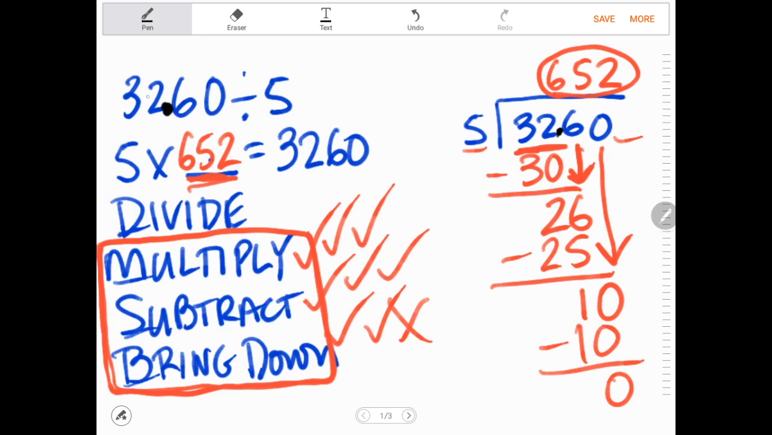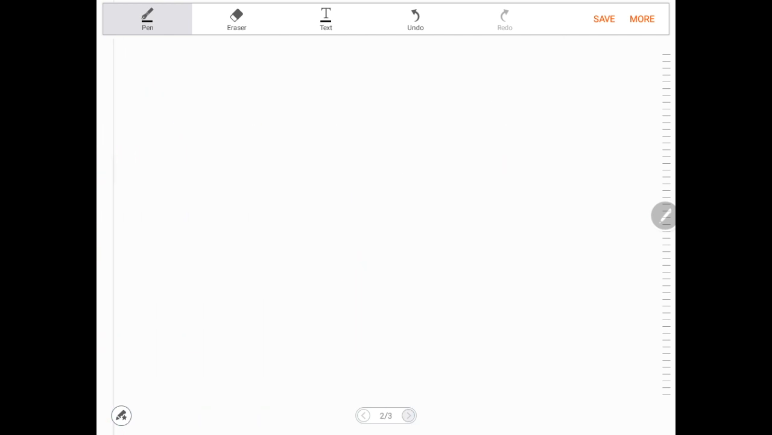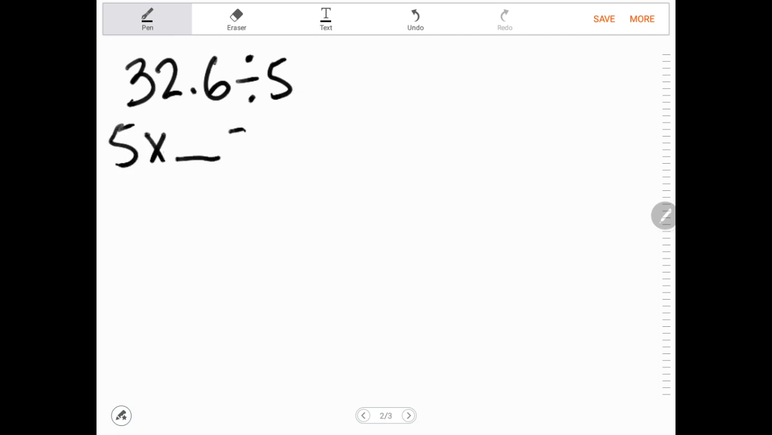So I'm going to act like I'm going to change this number from 3,260 to 32 and 60 hundredths, or I don't need this 0, 32 and 6 tenths. Okay, so let's do that. We have 32 and 6 tenths, and I'm going to divide that by 5. So this is asking me, 5 times what will give me 32 and 6 tenths? That's what I'm looking for. I'm looking for that what here. I don't know what that is.